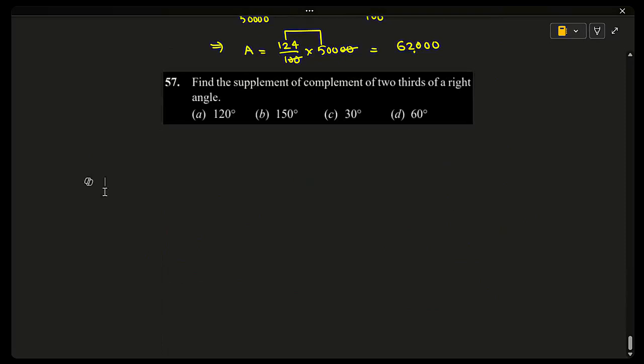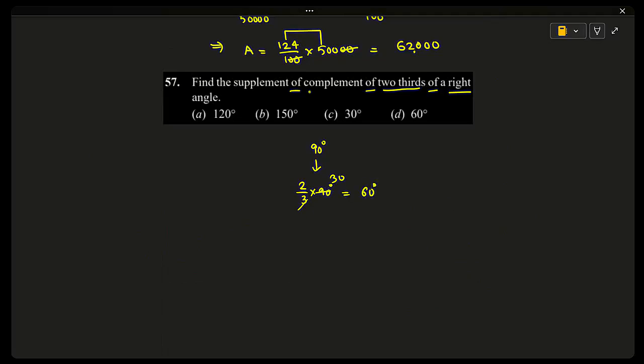Fifty-seventh one. Find the supplement of complement of two-thirds of a right angle. So I told you, whenever in any statement, when you have a chain of off, go in the reverse order. First, let us start from the right angle. Right angle means 90 degrees. Then go back. That is two-thirds we have to find in this. That is two-third of right angle. 3 into 30, 90. 30 into 2 is 60.